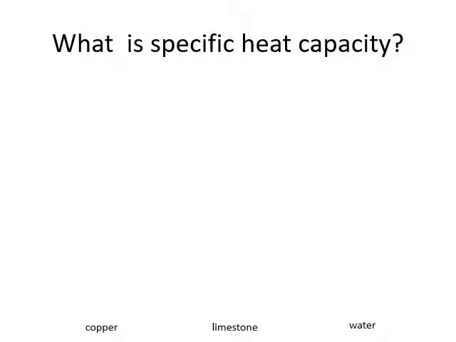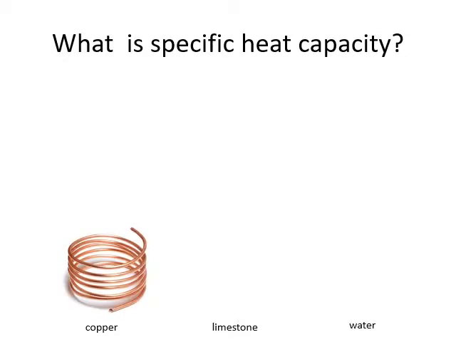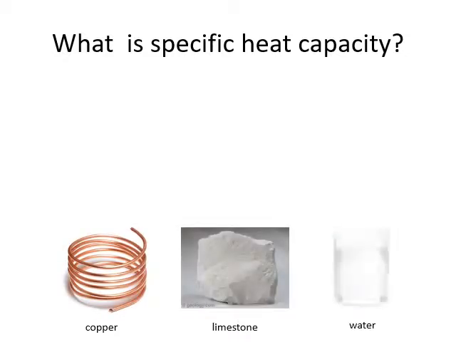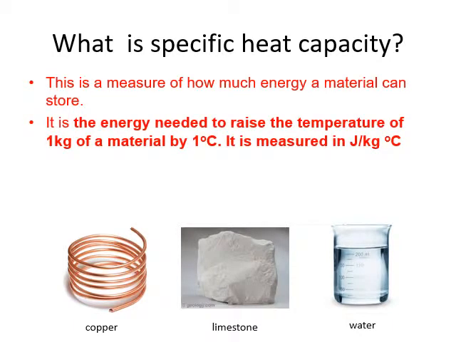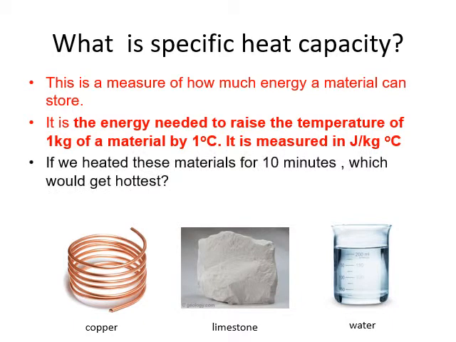So from the video you've just seen, what is specific heat capacity? So if we consider 3 different substances, copper wire, a limestone rock, and a cup of water, specific heat capacity is a measure of how much energy each material can store. It is the energy needed to raise the temperature of 1 kilogram of a material by 1 degree Celsius, and its units are joules per kilogram degrees Celsius. So if we heated the 3 materials below for 10 minutes, which one do you think would get the hottest?